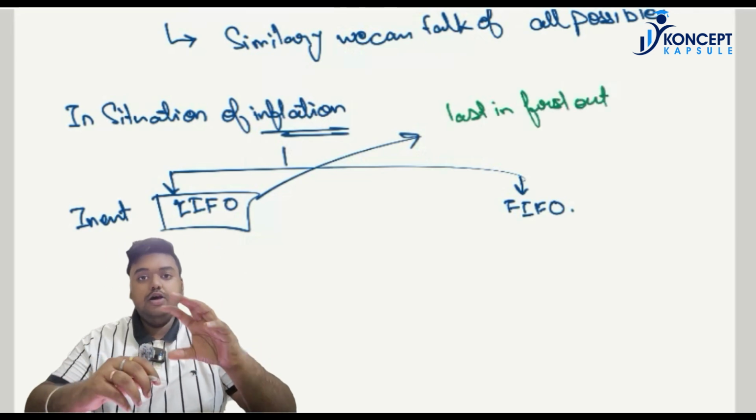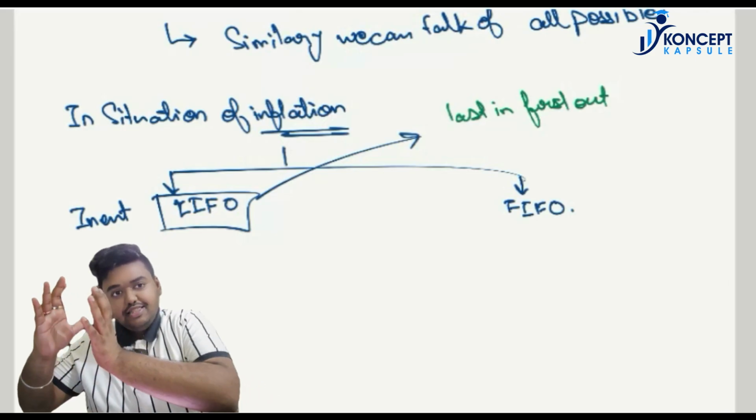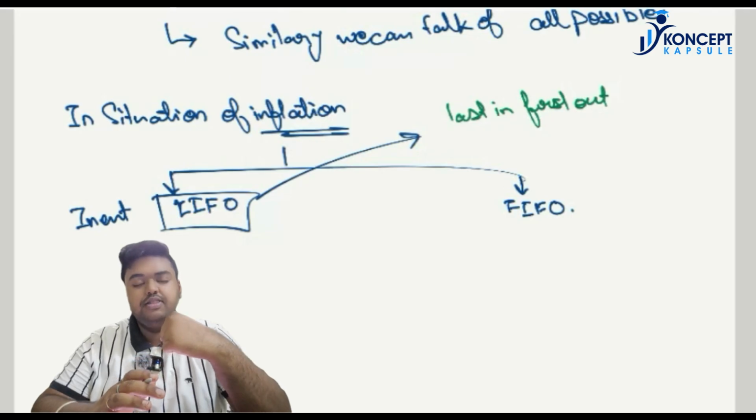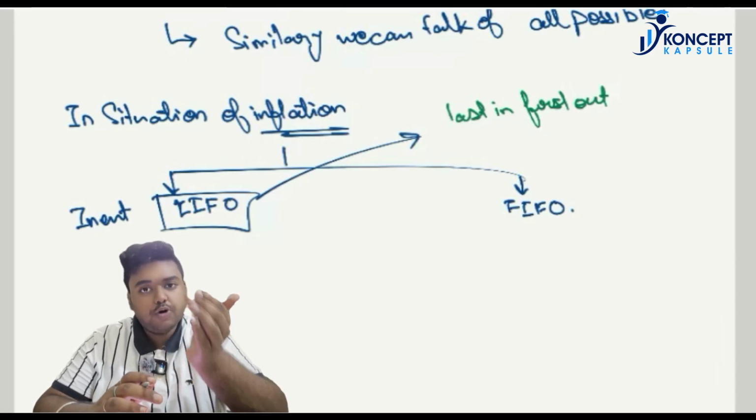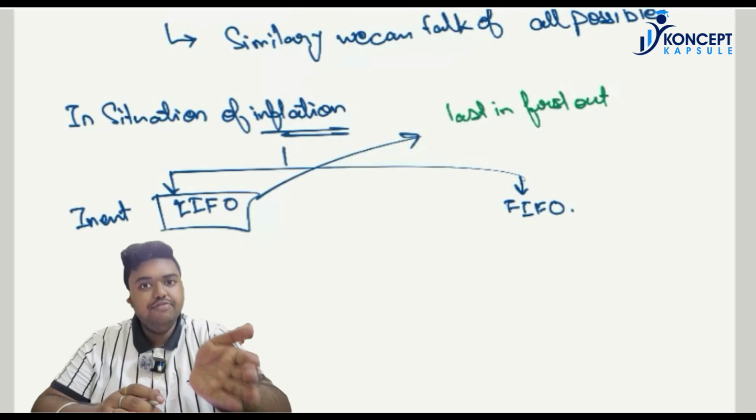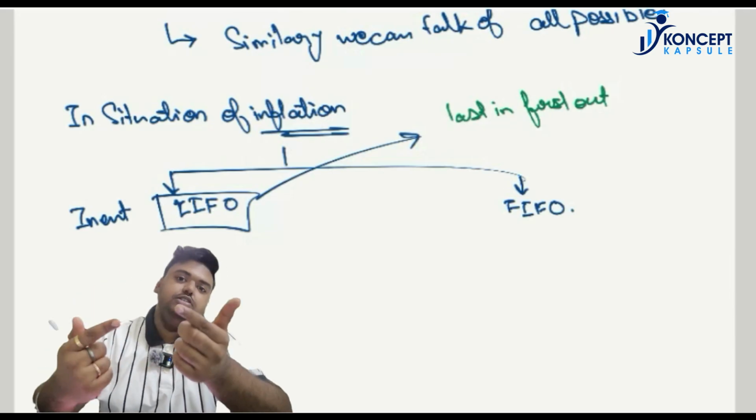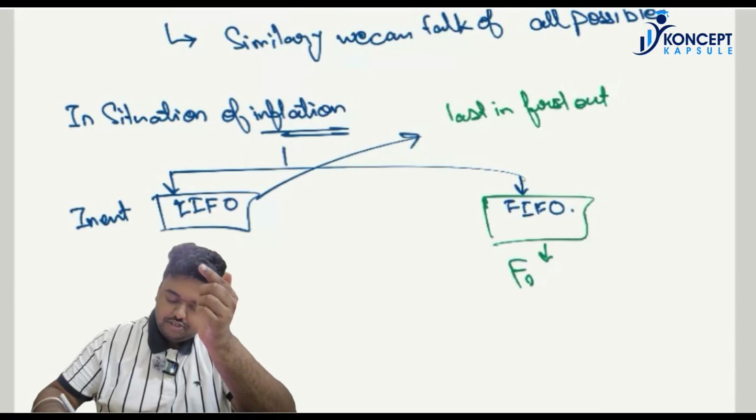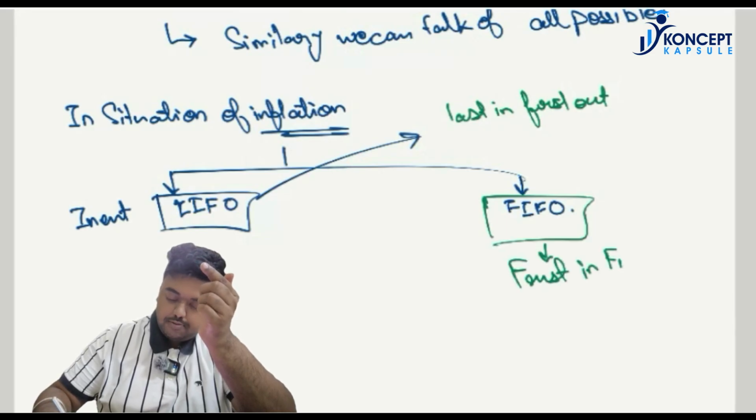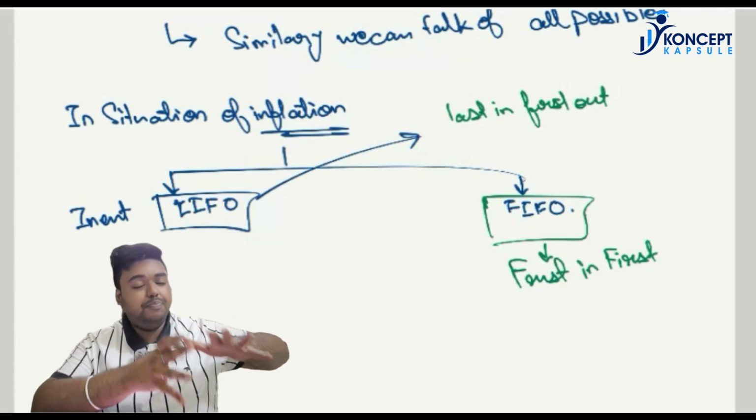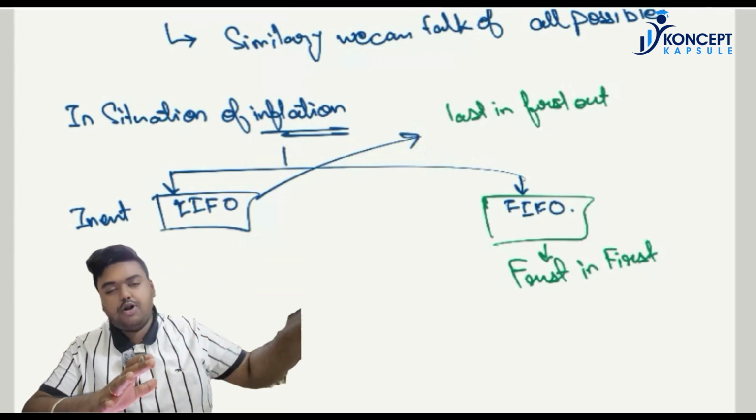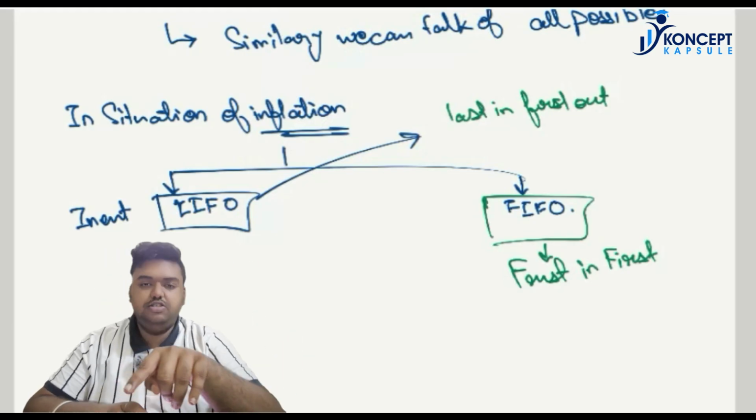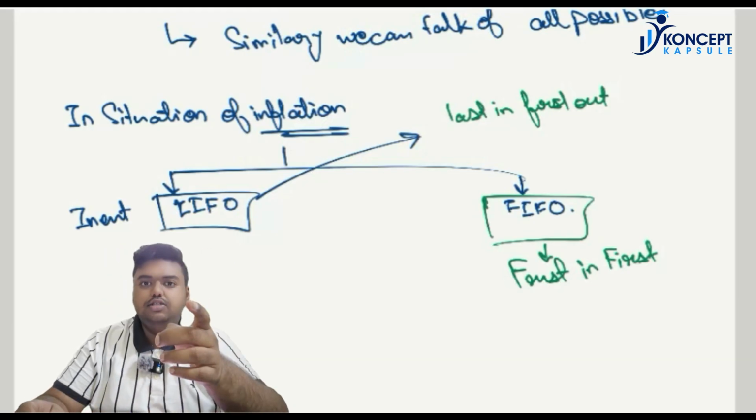It means that inventory which is bought last will move out first, which means we are assuming that we will sell the newest product. The one which was procured last will be sold first. In FIFO, we are saying first in, first out, which means the oldest product in stock, which was purchased earlier, will be sold first. So these are just ideological differences.